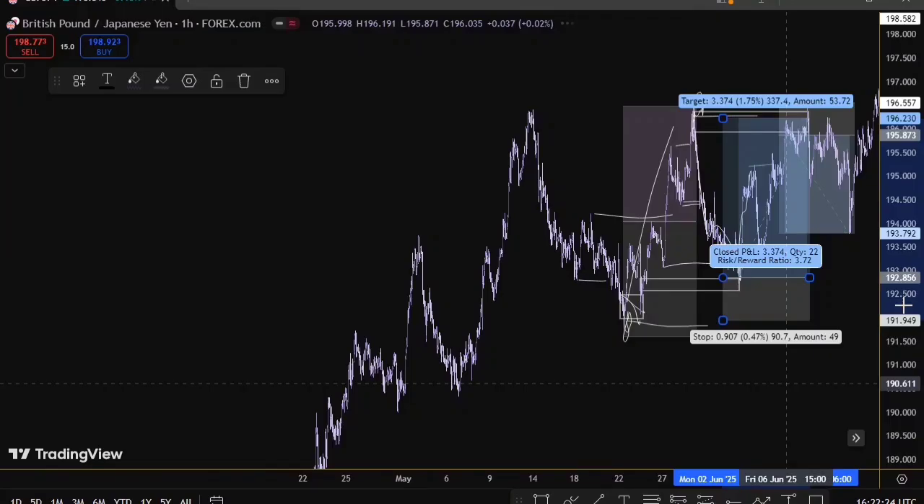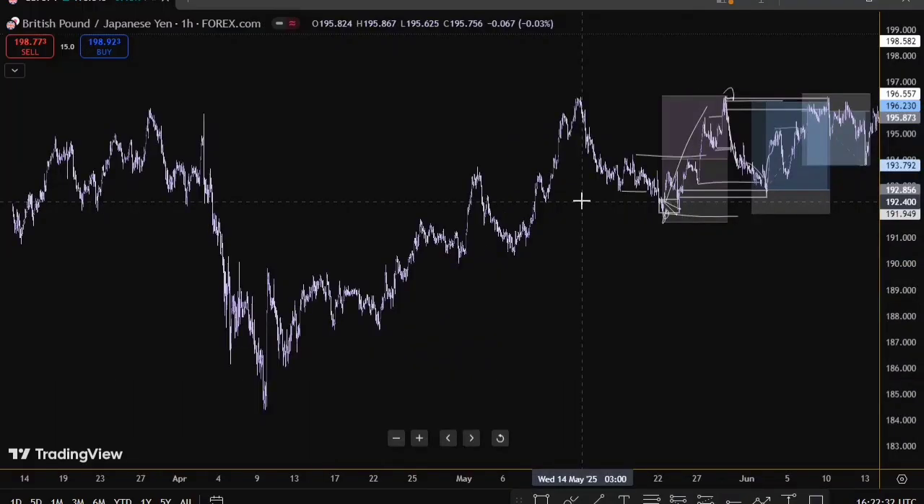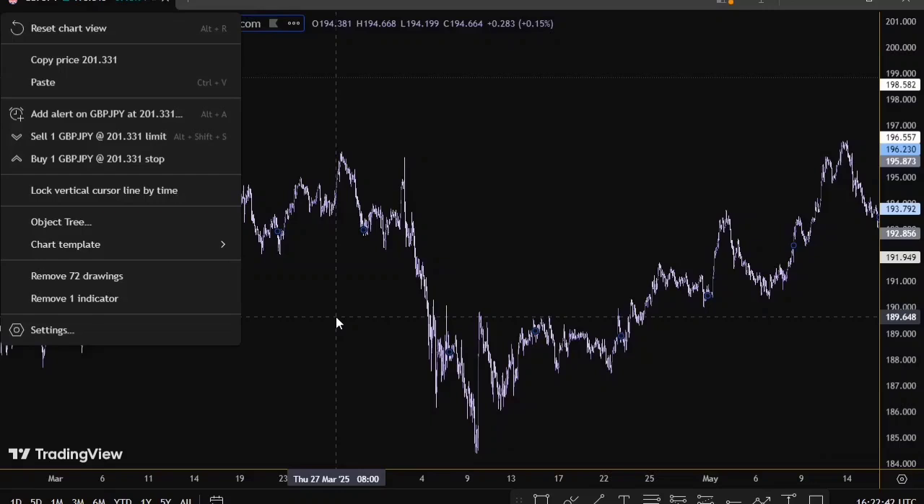Let's look for more scenarios for this trade setup, and we can also use here again as well. You can see we have a sweep of this level, and we have a break of structure.